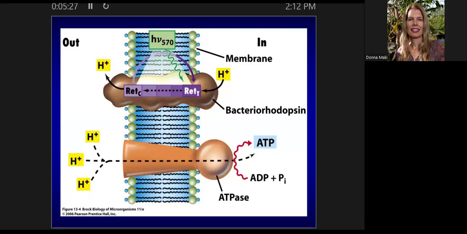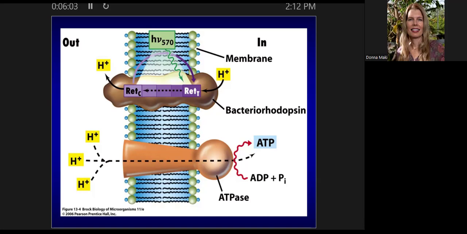So here's the cell membrane, and you have the bacteriorhodopsin, and the purple is the retinal, carotenoid-like pigment. And so anytime you see this squiggle line arrow and then hv 570, that's saying sunlight energy. And in particular, it's around 570 nanometers of light quality. And what it does is when the retinal absorbs that, it changes the shape from trans to cis.